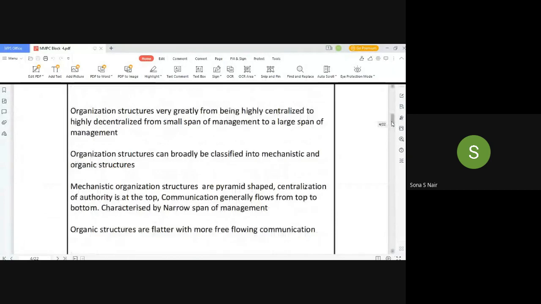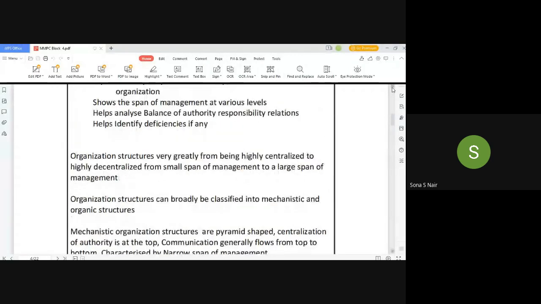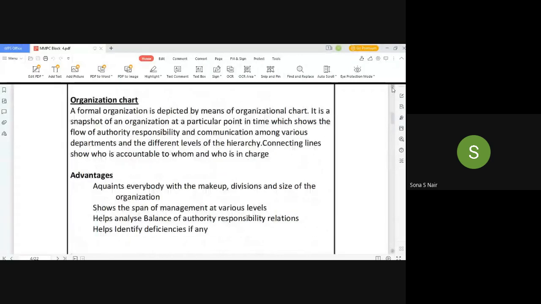You can please Google it and then see what an organization chart looks like. It looks somewhat like the Nestle chart that we had in the pages above, but it has to be more detailed. Okay, so an organization chart is a formal depiction of the organization. So who is reporting to whom? All those relationships are there.